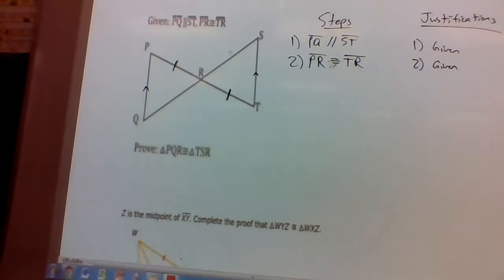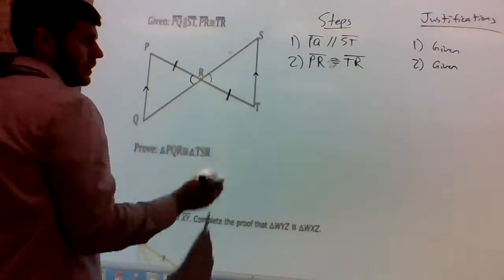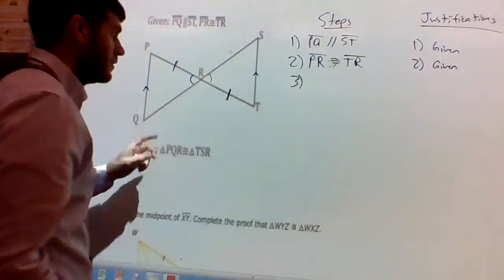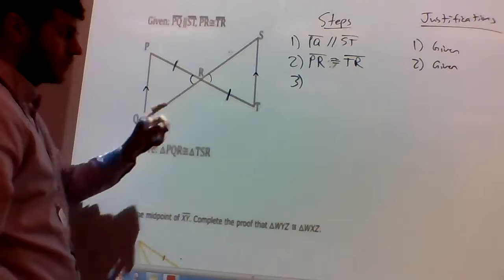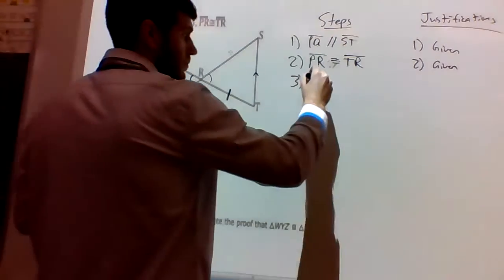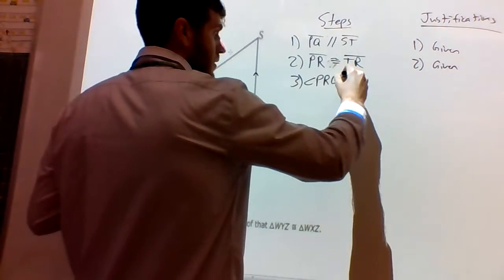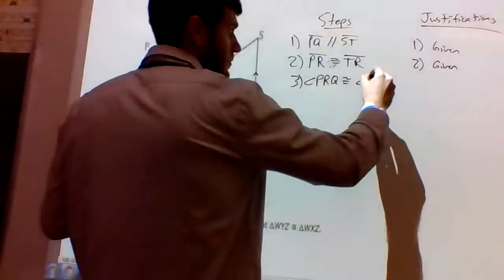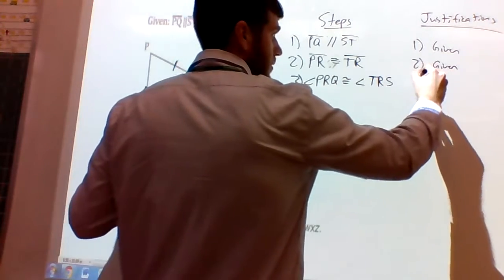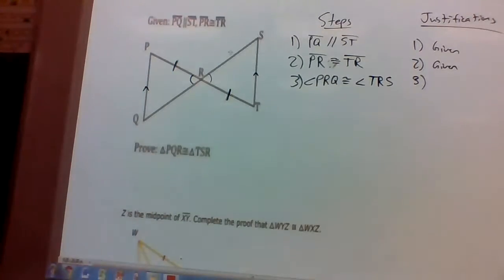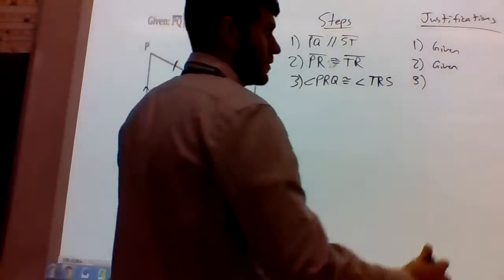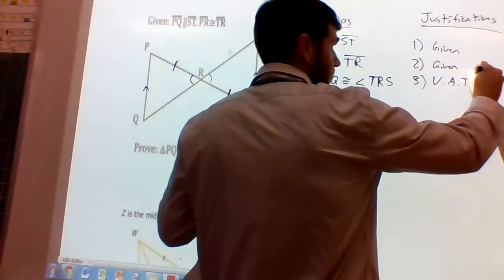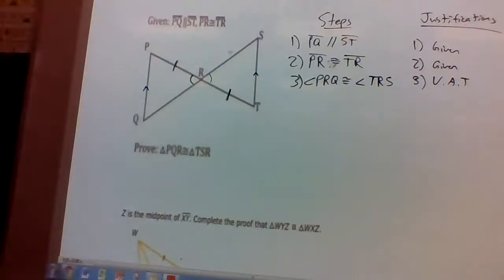Okay, step 2 in the process is look for shared sides or vertical angles. We don't have shared sides, but we do have vertical angles. So again, R needs to be the vertex, so it needs to be in the middle. So angle PRQ is going to be congruent to angle TRS. Okay, they're vertical angles. And we know by the vertical angle theorem, vertical angles are congruent. That's what the vertical angle theorem tells us. Vertical angles are congruent.